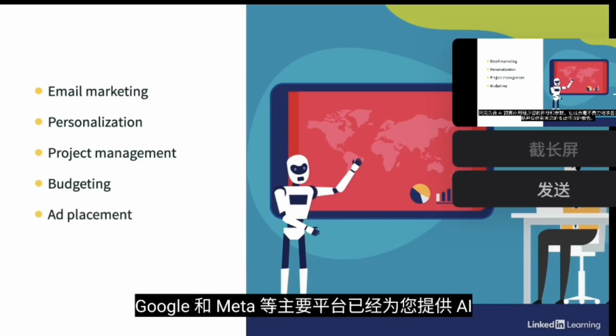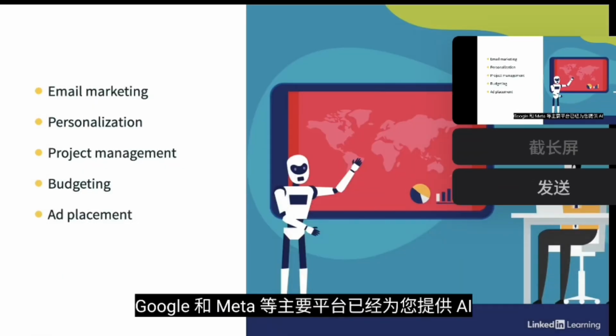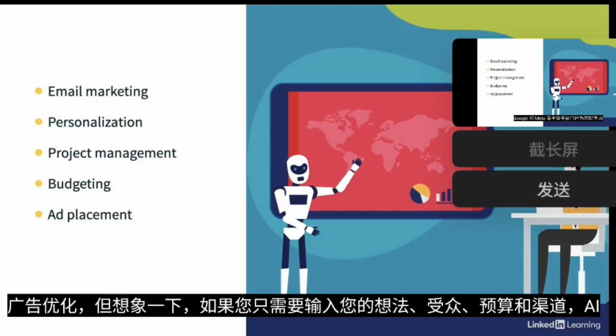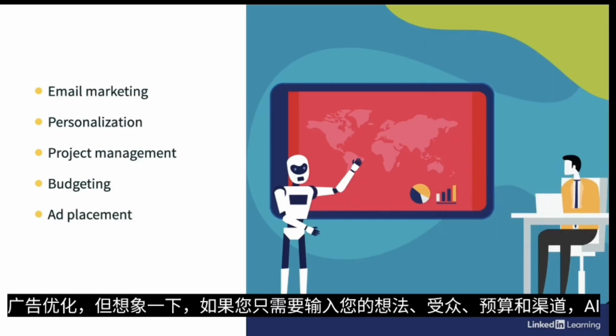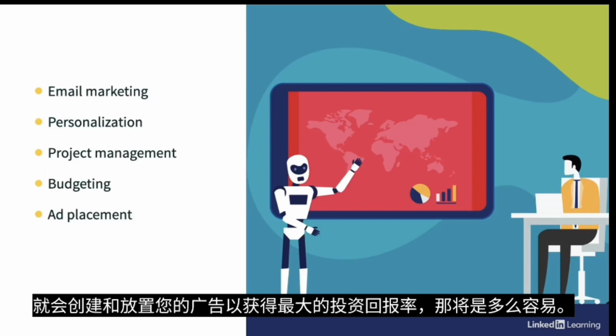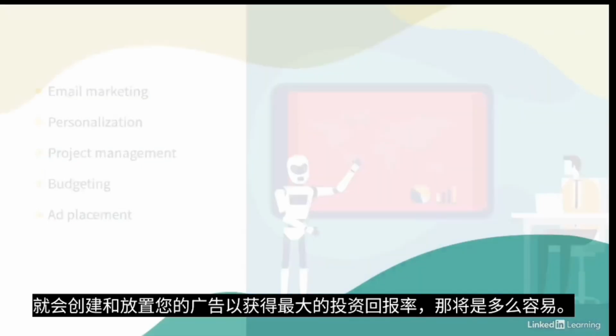Major platforms like Google and Meta already offer you AI ad optimization. But imagine how easy it will be if you just have to input your idea, audience, budget, and channels, and the AI will create and place your ad for maximum ROI.